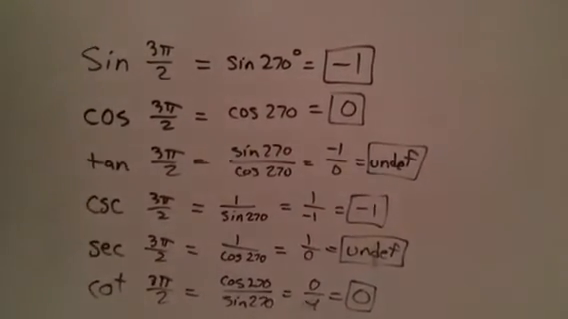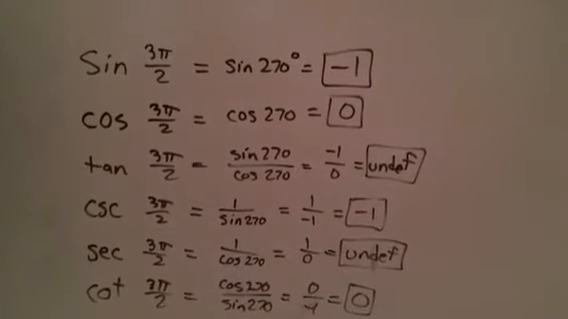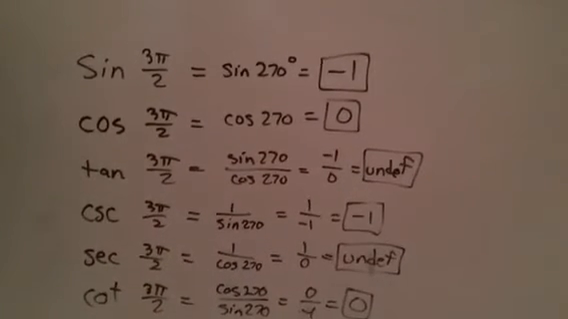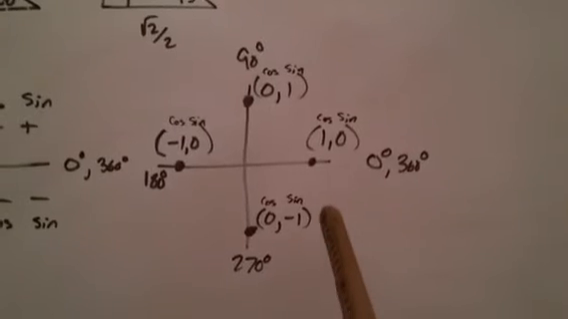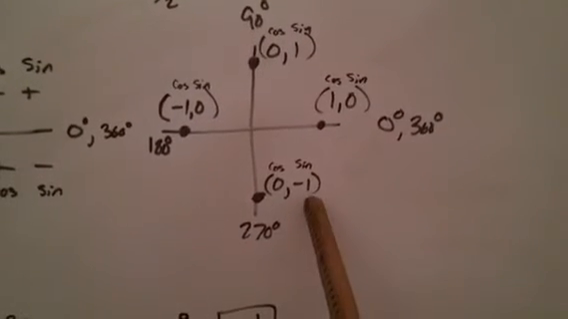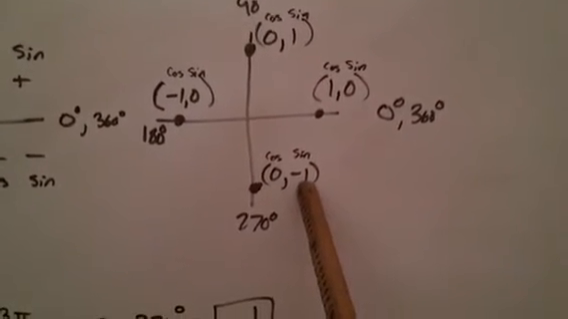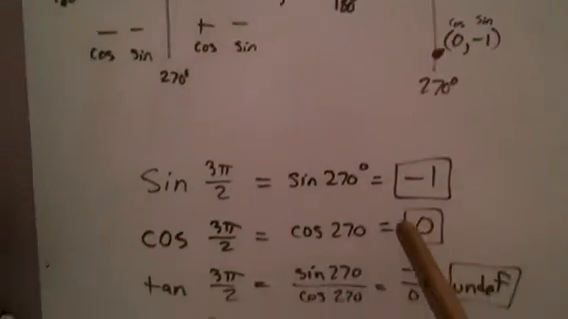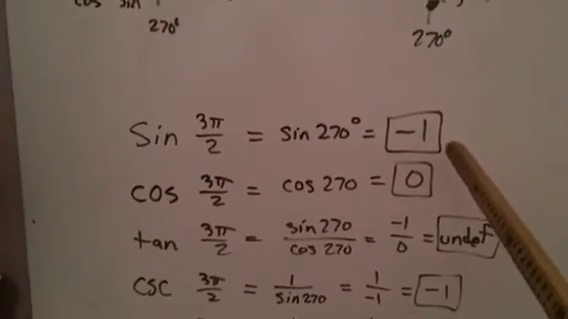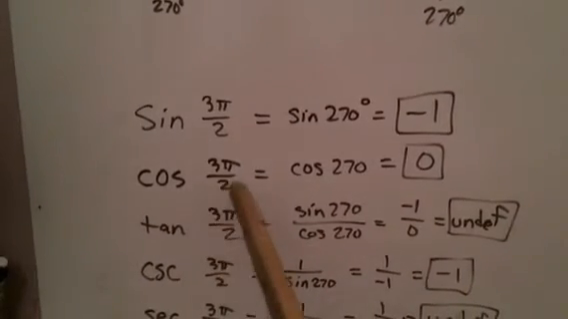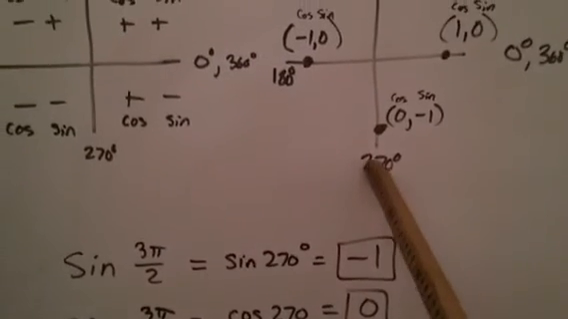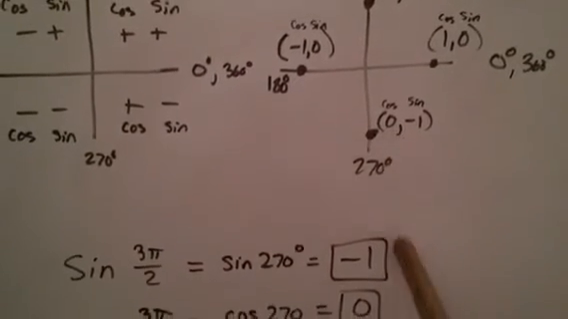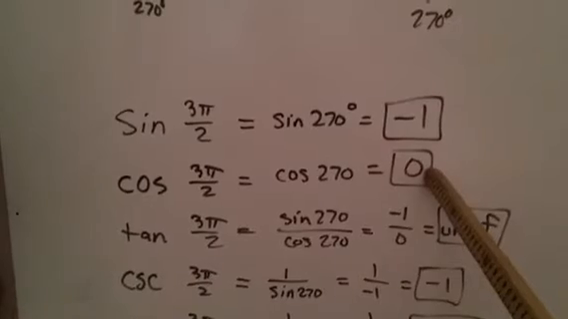For 3 pi over 2, the sine of 3 pi over 2, which is 270 degrees, if we look at our chart here, at 270, sine takes on a value of -1. The cosine of 3 pi over 2, which is cosine of 270 degrees, at 270 degrees, cosine is 0. And so our answer is 0.